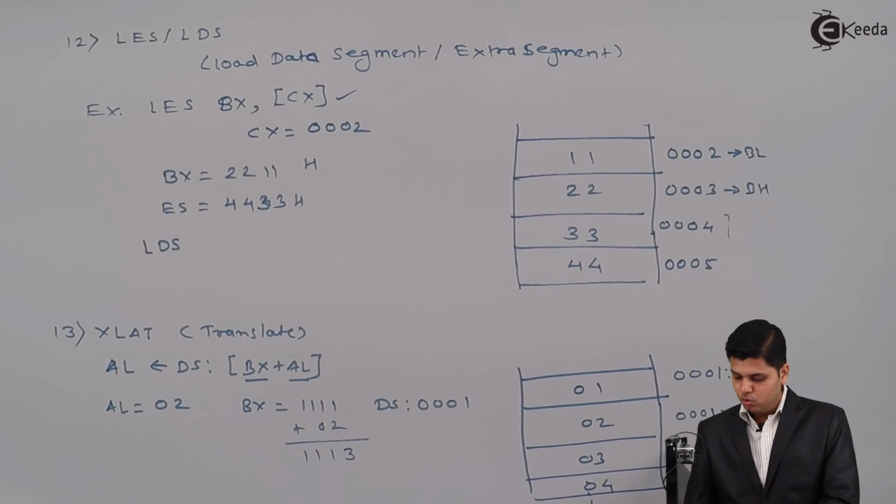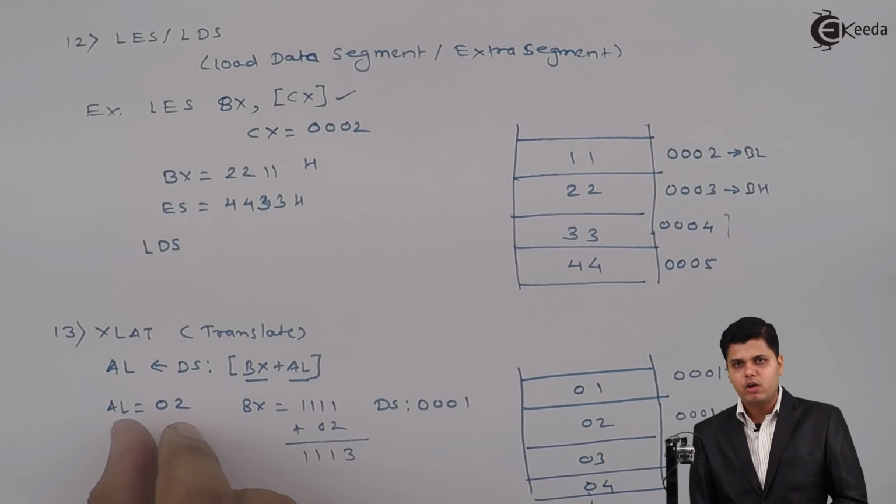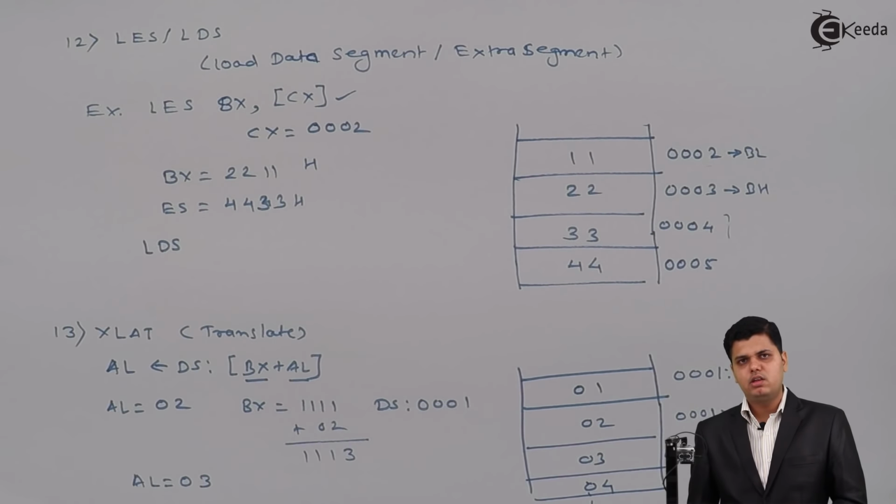So this is the new location, and the contents of this new location, which is 03, will be transferred to AL. So after execution of this instruction, AL will be modified to 03. So this is what happens in the XLAT instruction. We have translated one value with a second value which is available in the memory. So in this video, we have seen the different types of data transfer instructions, starting from move to translate. Thank you.